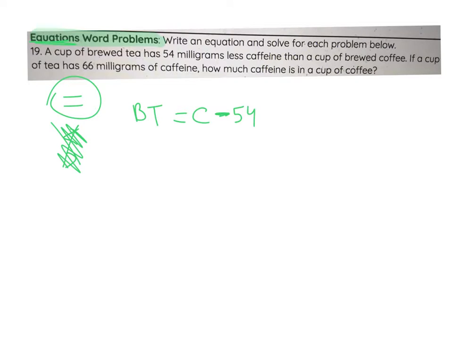So there's our equation, but they want to know how much caffeine is in a cup of coffee. So we don't know what C is, but they did tell us the number for brewed tea. That's actually 66 milligrams. So we're going to substitute 66 for the brewed tea. And coffee, you can find that by saying, okay, well, 66 is equal to your coffee, subtract 54, and now you can just solve this one-step equation. I will leave that to you guys.